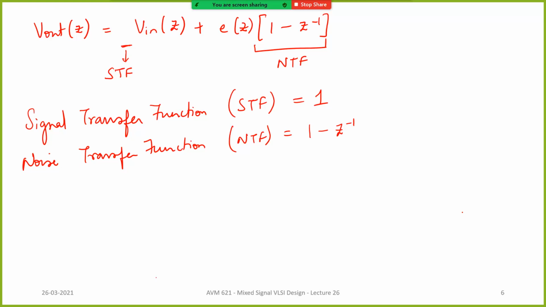Okay. Now, what is this transfer function? Now, even without going through a lot of mathematics, can you look at this form and tell me, will it be a low pass transfer function or a high pass transfer function?